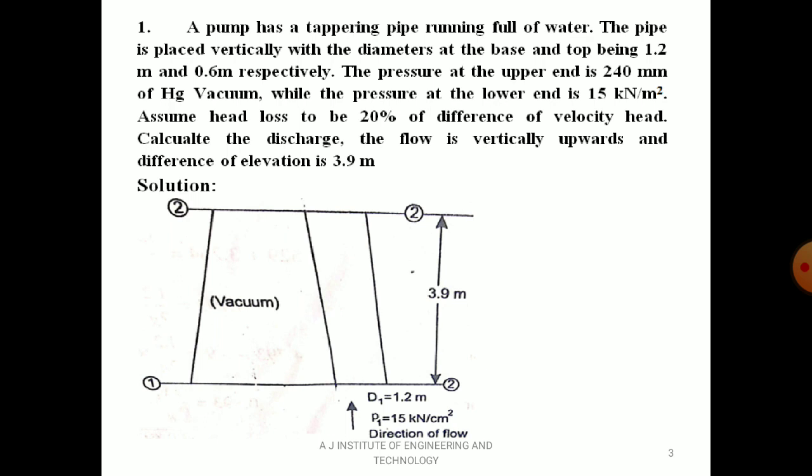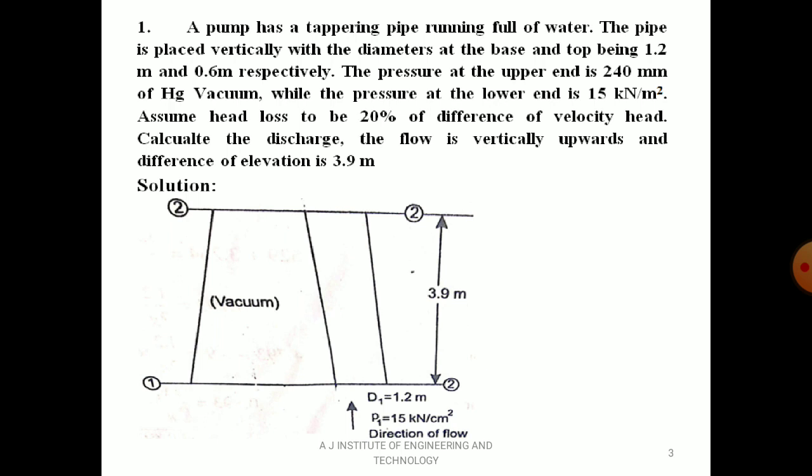So this problem is related to a pump which has a tapering pipe. The pipe is placed vertically, so it is a vertical position pipe, with the diameters at the base and top being 1.2 meter and 0.6 meter respectively. So the lower end diameter is the larger value, that is 1.2 meter, and the upper end has diameter 0.6 meter. Consider section 1-1 at the lower end and section 2-2 at the upper end.